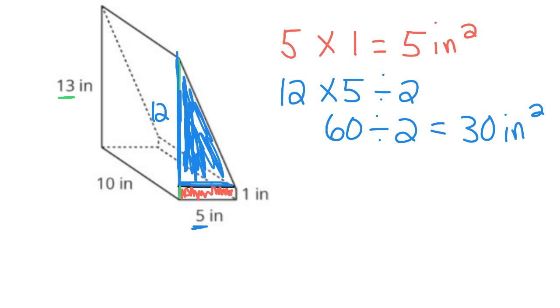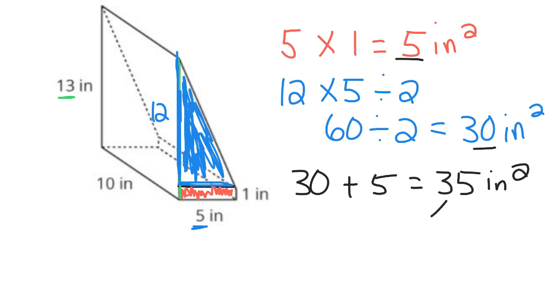So I'm going to take the 5 and the 30, and add that together. 30 plus 5 gives me 35 inches squared. This is the area of the base.